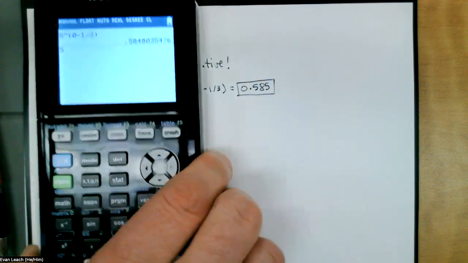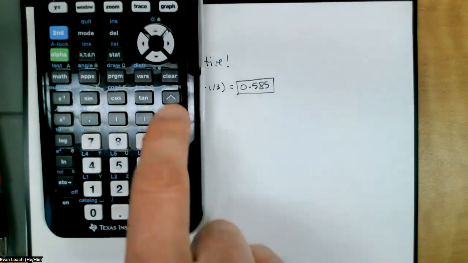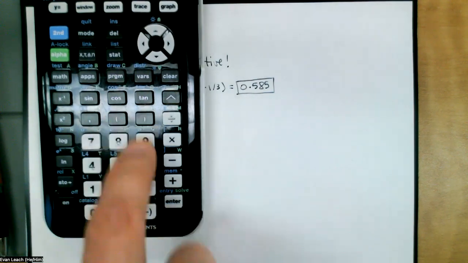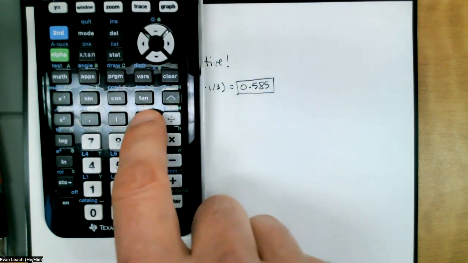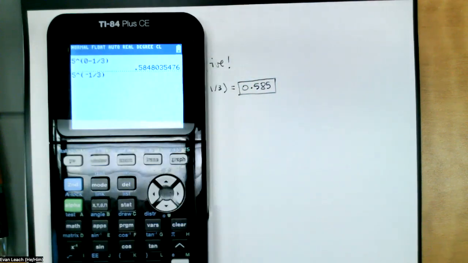So if you don't want to do all that, you would say 5 to the parentheses, change the sign of the 1, and then divide by 3. Use the change the sign button, not the minus button. Any questions?